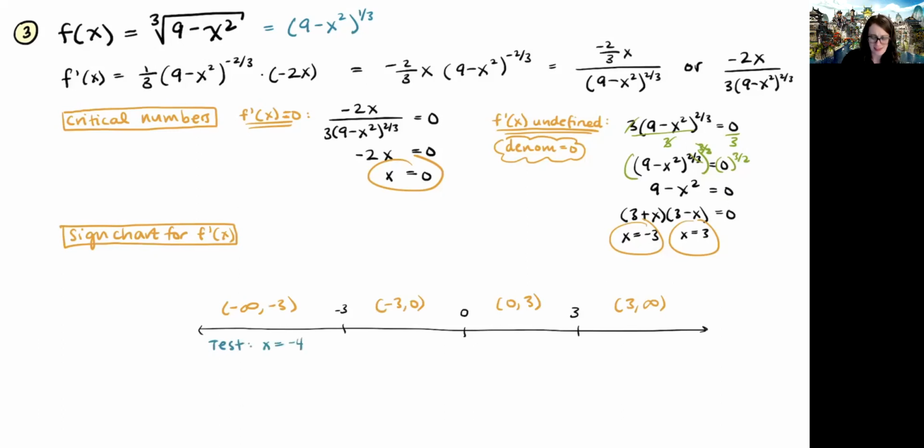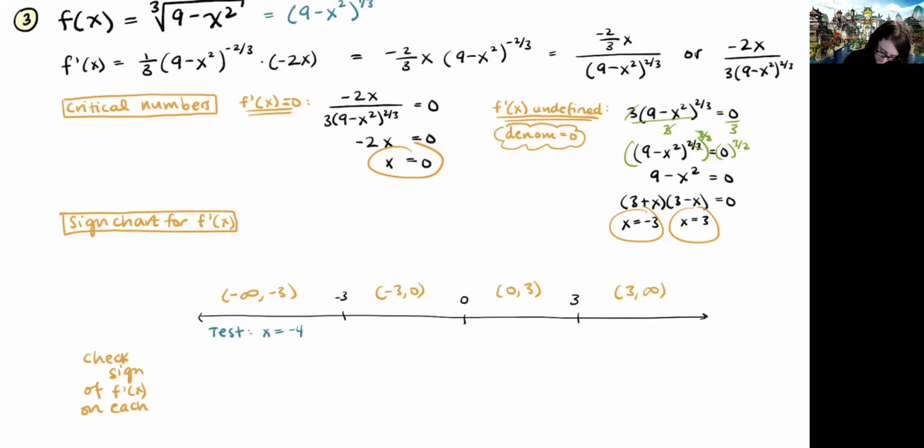And remember what we mean by test. I mean, we're checking the sign of f prime on each interval. And remember, again, this works because we have found the possible places where the sign might switch. So at all x values within each of these intervals, the sign will not switch. The sign will not change. It'll be the same. So we just pick a nice convenient point.